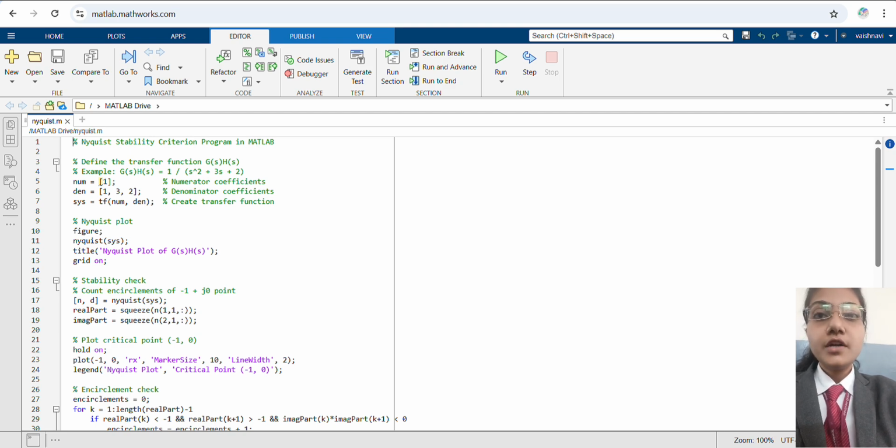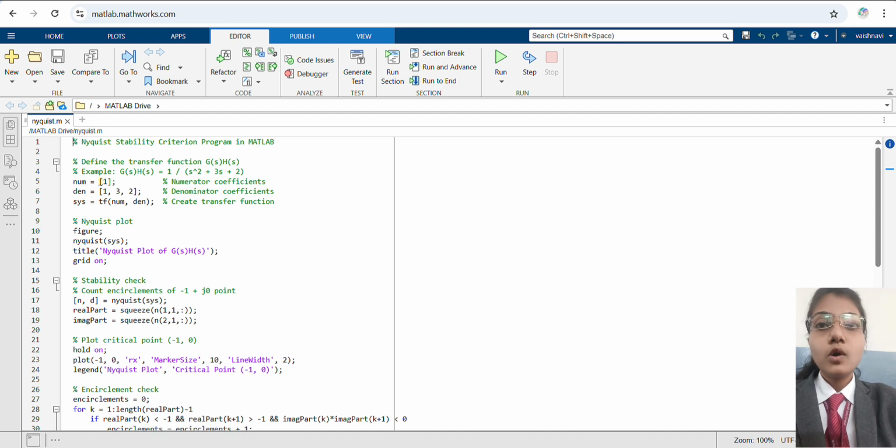Here num is the numerator of G(s)H(s). Here it's just 1, and the denominator is s square plus 3s plus 2. Then sys = tf(num, den) creates a transfer function object in MATLAB for G(s)H(s). So the transfer function is G(s)H(s) equals 1 upon s square plus 3s plus 2.